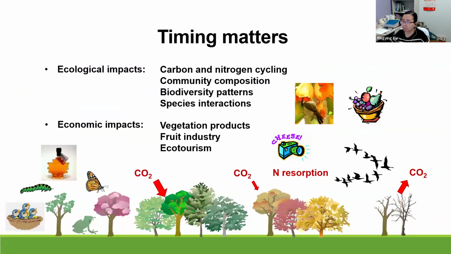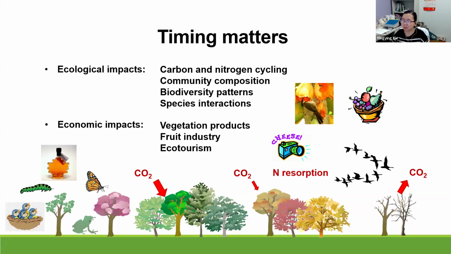Also, the timing really matters. From phenology, we can better understand how and when different species start to allocate resources, and how they change the community composition because they might show up at different times. Along the different seasons across the year, you might see different composition across the time scale, which can also affect biodiversity patterns and species interaction.